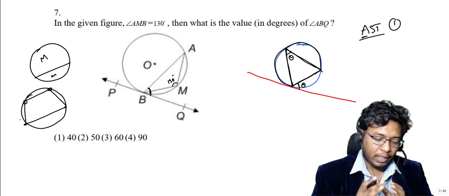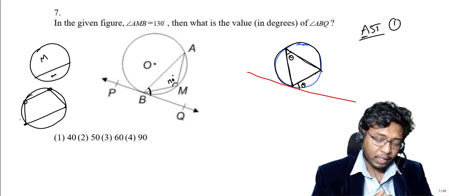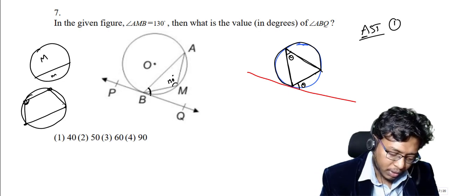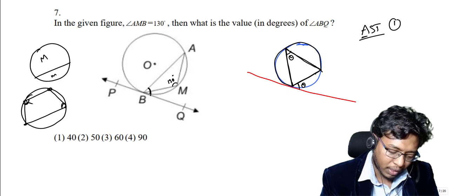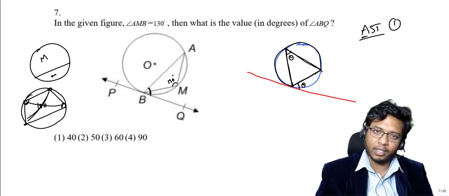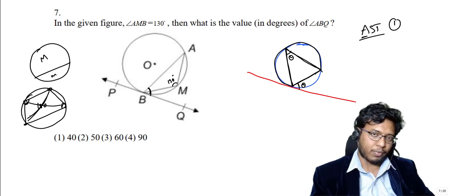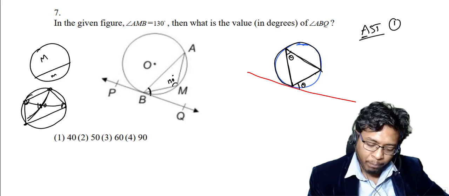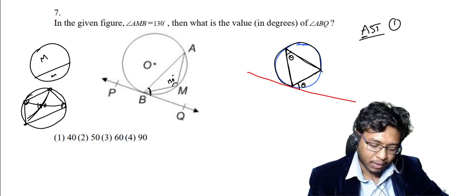Now in a cyclic quadrilateral, the rule is that the sum of the opposite angles will be 180 degrees. So this and this will be 180 degrees, this and this will be 180 degrees. So you have to know this rule as well. Now these are the important properties in a circle, right? Now apply these two concepts here.